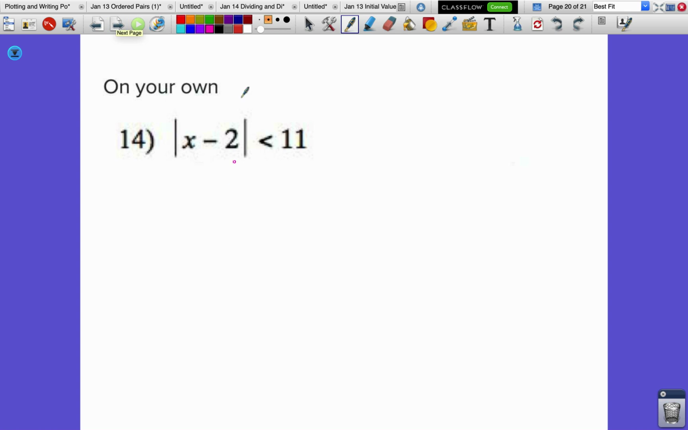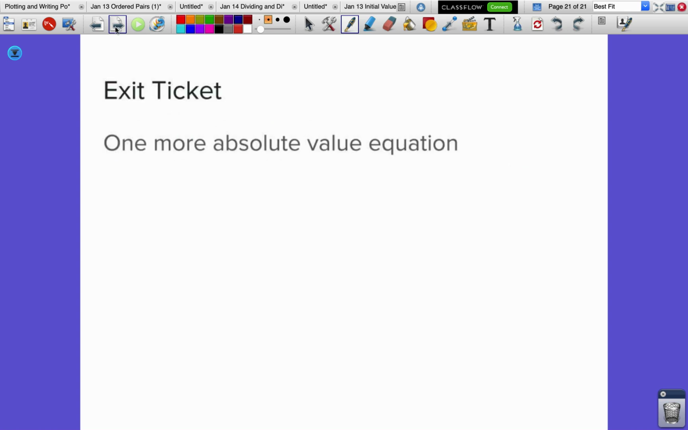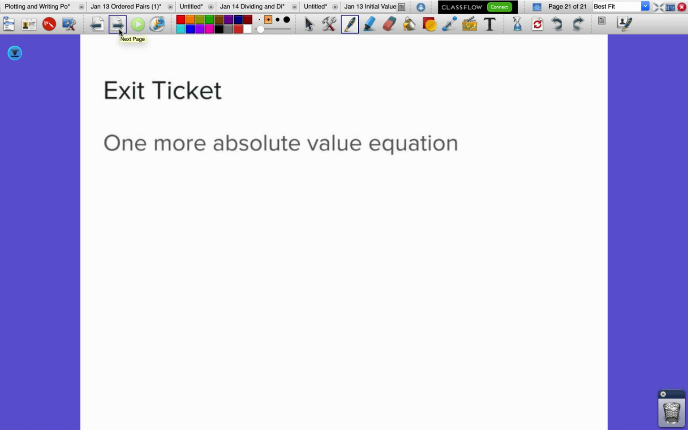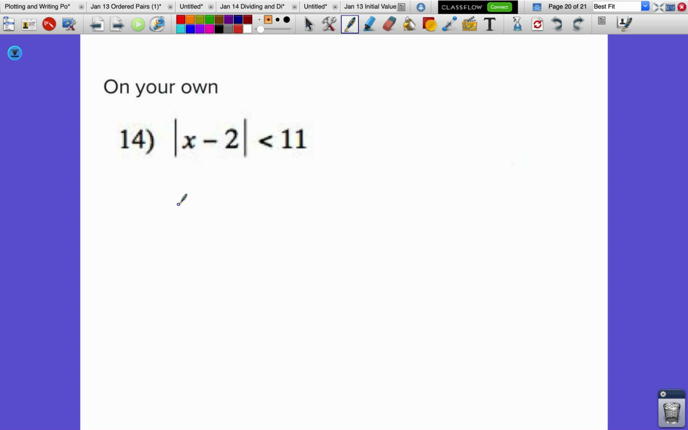All right, here's one to try on your own. Just type your solution. You don't have to graph. And we'll say that that is the last absolute value, not equation, but inequality. So that was your last one. I'll be sure to put the answer in for you.